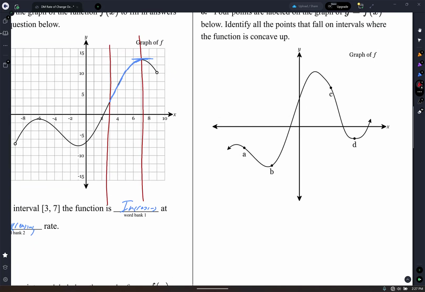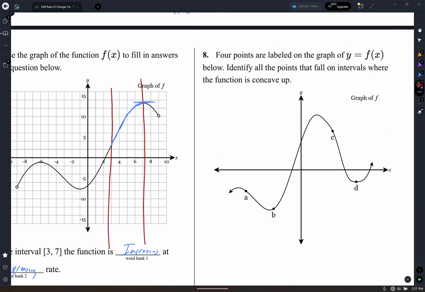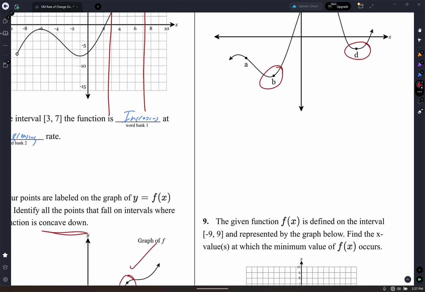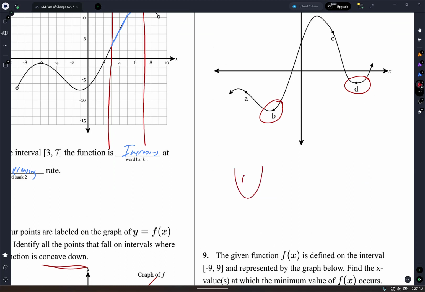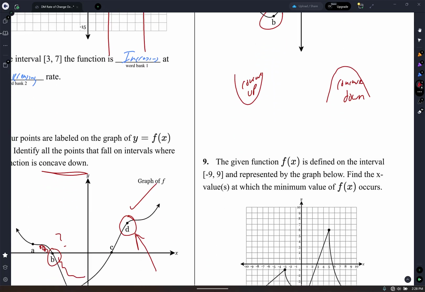Number 8 is more obvious. It says, identify all points that fall in the intervals where the function is concave up. That one for sure, it's letter B and D, 100%. There's no confusing those. Definitely concave up at those two. Yay or nay? Cool. Let's go to the next one. Oh, by the way, in case you don't know, this is concave up. This is concave down. So just making sure you know, guys. Hopefully all that's a review for you guys.